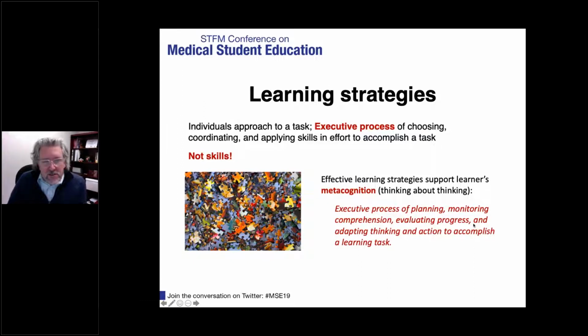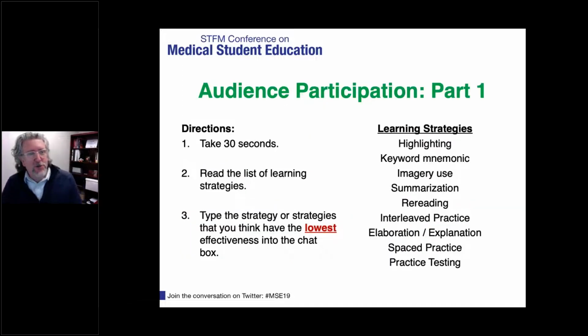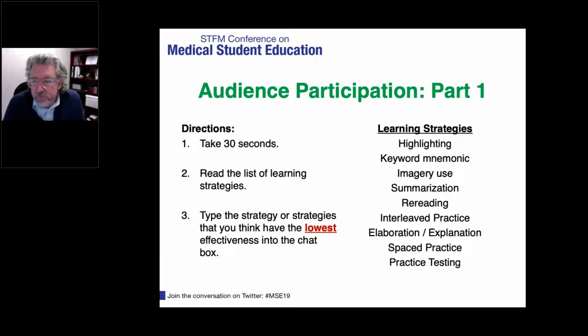So speaking of learning strategies, I now do want you to participate. I want you to take 30 seconds, and I want you to read the list of learning strategies to the right. And as you read through, I want you to type the strategy or strategies that you think have the lowest effectiveness into the chat box.